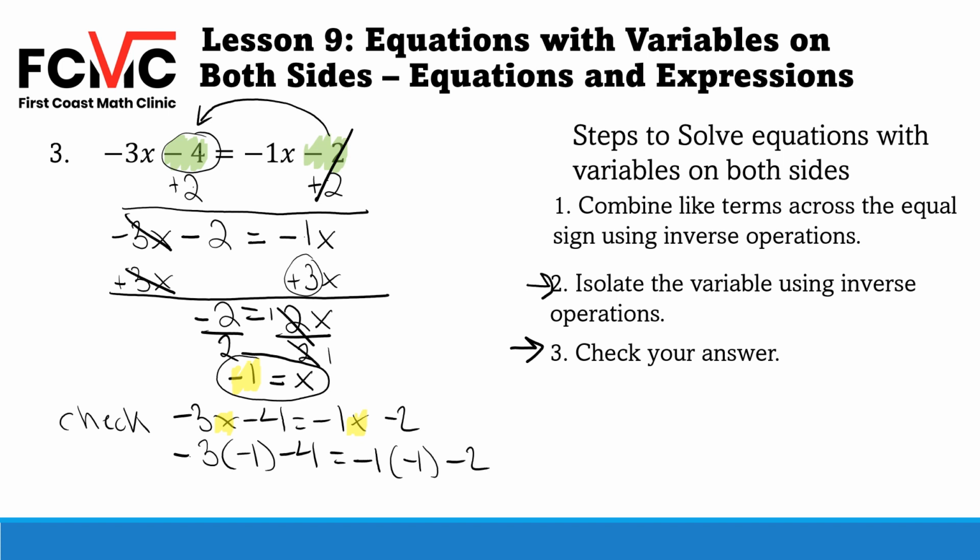Negative 3 times negative 1. So when we multiply two numbers that are the same sign, we're going to get a positive. So I'll get positive 3 minus 4. Negative 1 times negative 1 is going to give us positive 1 minus 2. So I'll do the work up here. So I get 3 minus 4 equals 1 minus 2.